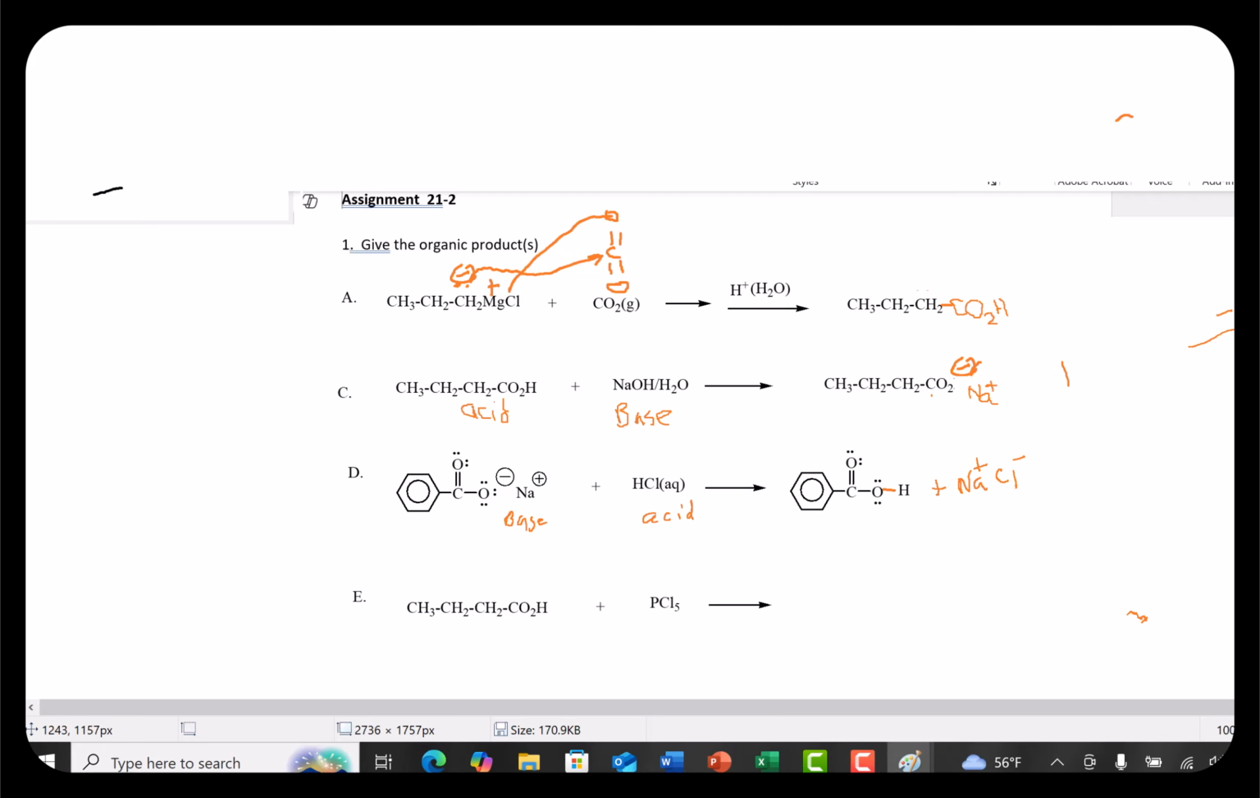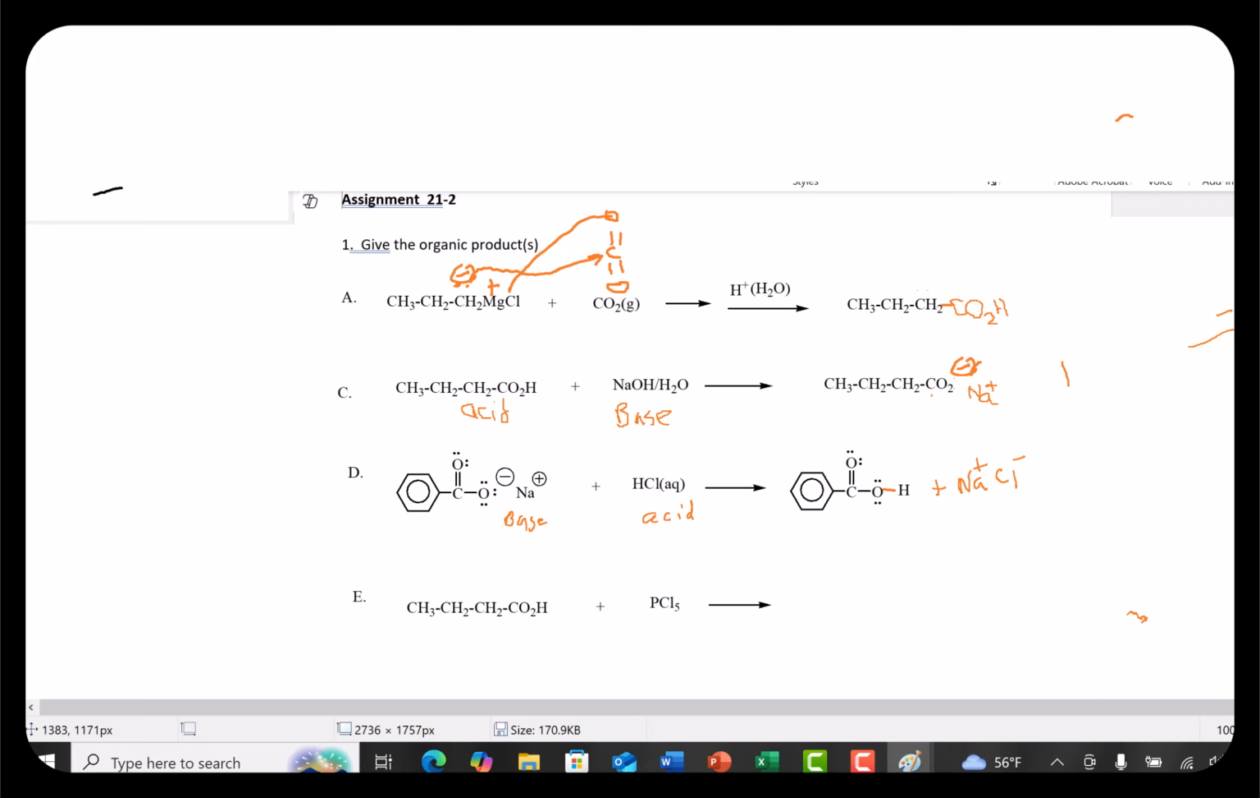The PCl5 actually converts the hydroxyl to a good leaving group. It's a phosphorus compound. And then the chloride ion acts as a nucleophile that displaces that leaving group, and you get an acyl or acid chloride.